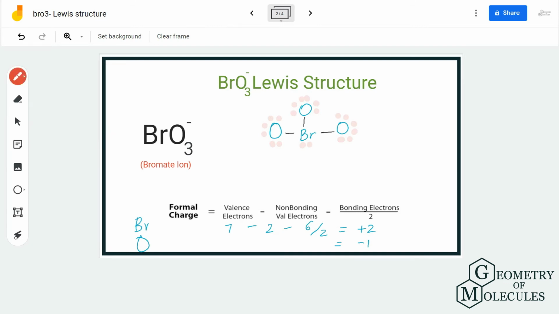And hence bromine has a charge of +2 here, and in any Lewis structure we try to come up with a structure in which the atoms have charges as close to 0 as possible. So here we are going to try that by shifting a pair of electrons from oxygen in between bromine and oxygen atom. Doing that, the charge on bromine will now be +1.